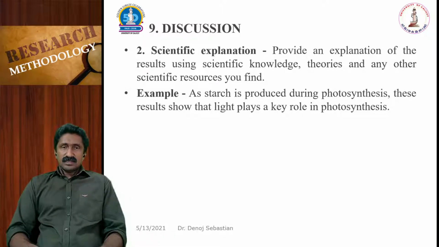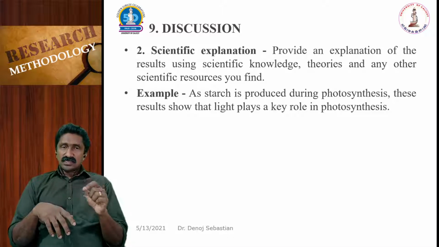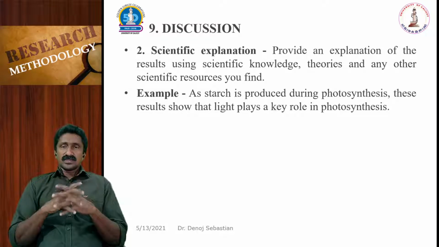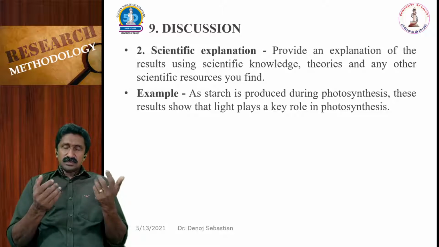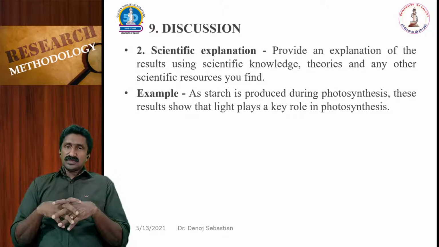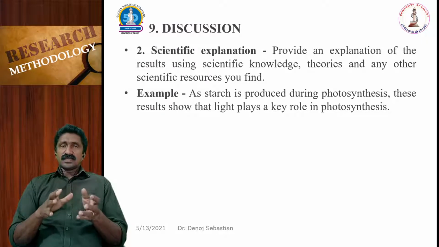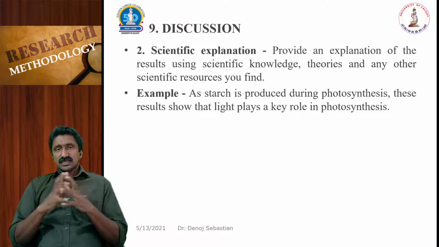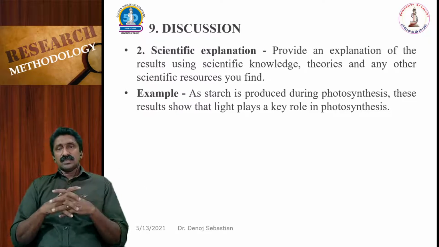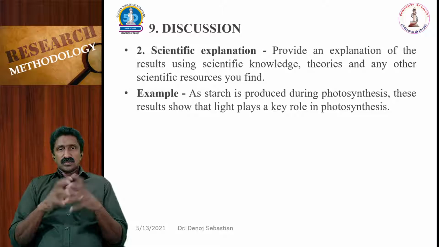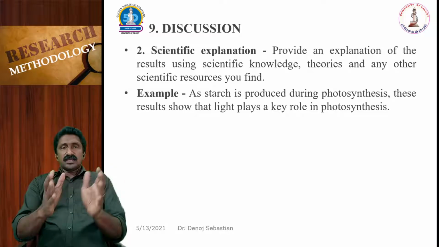So, you can see the example. As starch is produced during photosynthesis, these results show that light plays a key role in photosynthesis. So, there we have already proven evidence that starch is produced during photosynthesis. The observation made in this experiment indicates that starch is produced, and that means you connect the production of starch and its detection to photosynthesis. So it can be scientifically explained that light plays a key role in photosynthesis. The starch is produced and that starch is detected.